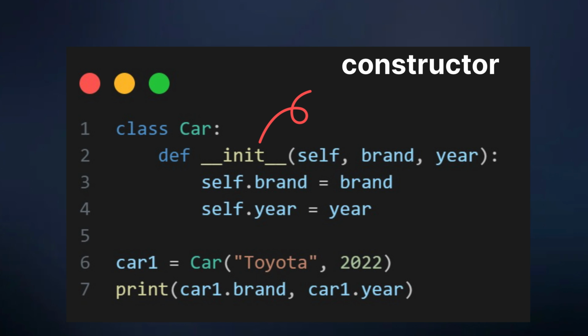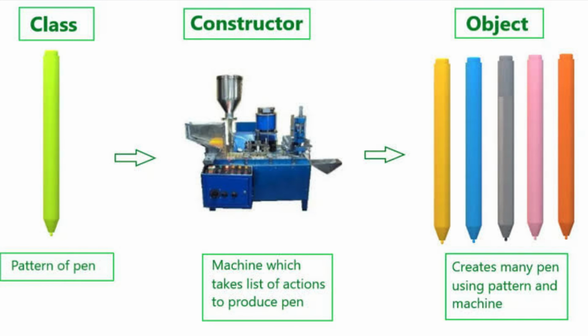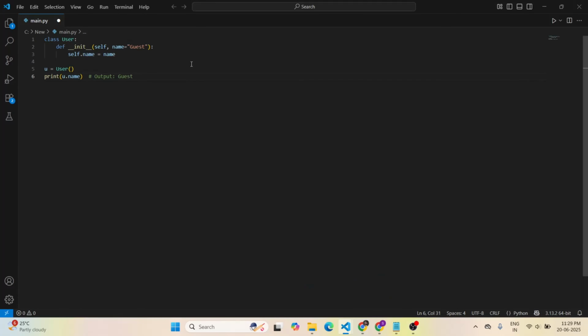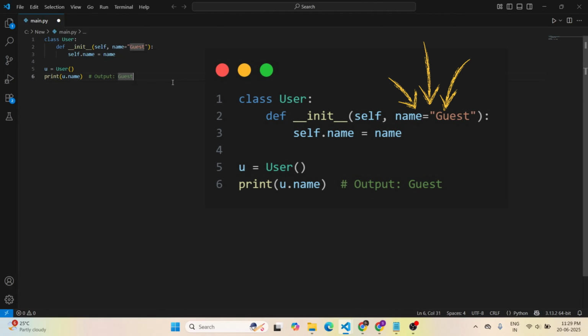__init__ is the constructor. A constructor is a special method used to initialize a newly created object of a class. It is automatically called when an instance, an object of a class, is created. You can also use default values in __init__, just like any other function.